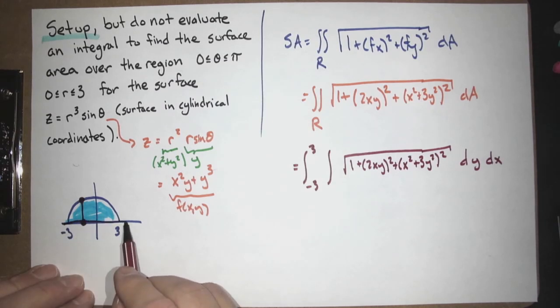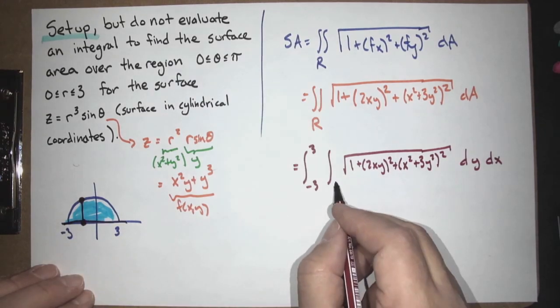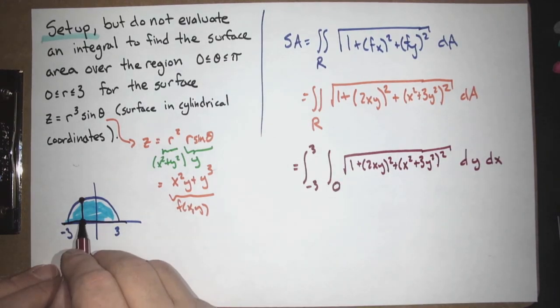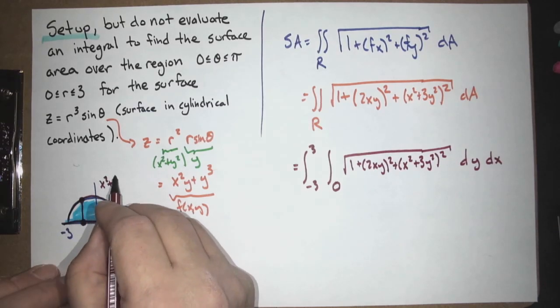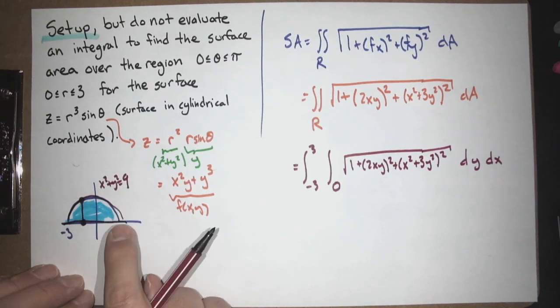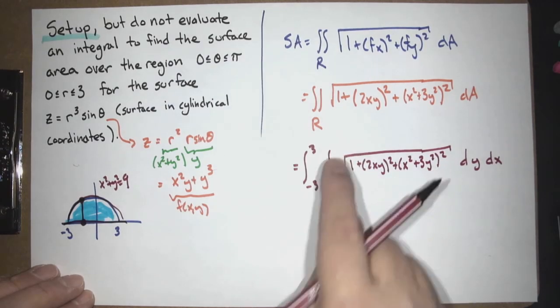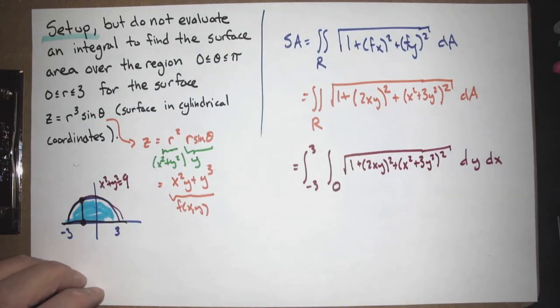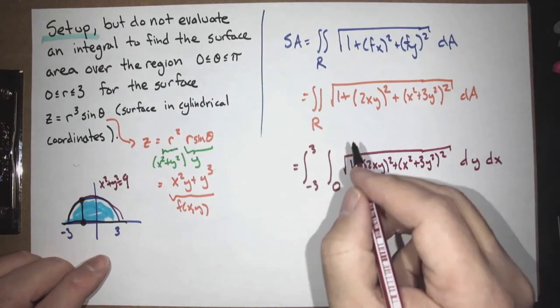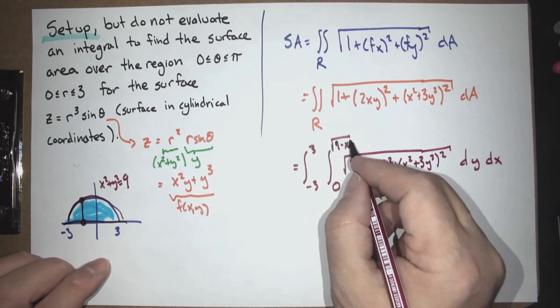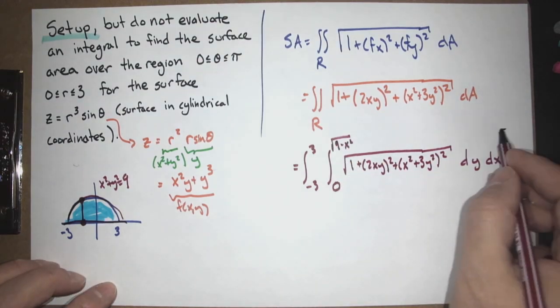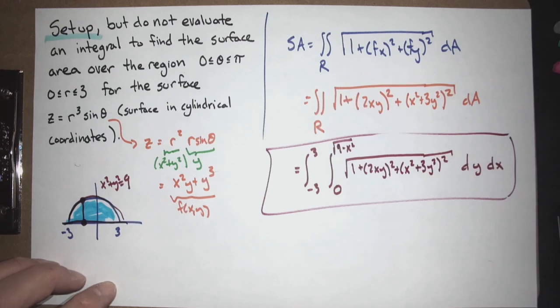Now, given an x value, where does y go from? Well, where do you start? At the bottom. Yep, you always start at the bottom and then you work your way up. This is x squared plus y squared equals 9. So what goes at the top? Solve for y, good. And there's a square root of 9 minus x squared. Very good. And we're done. And you probably can see, yep, I would not want to integrate that.